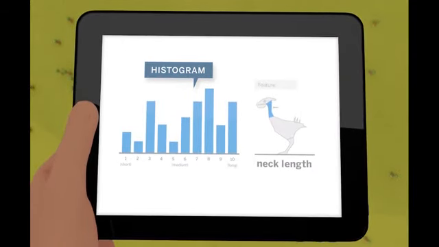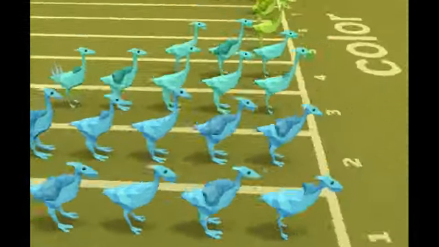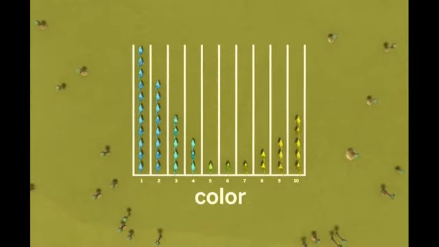If the australopes are grouped by a different feature, the shape of the histogram will change. Now the australopes are lining up according to color. You could count how many australopes are each color by looking at every individual australope, one by one. But using the histogram is easier.